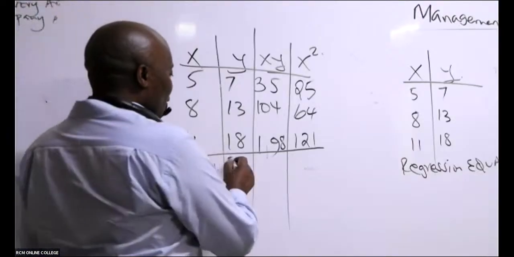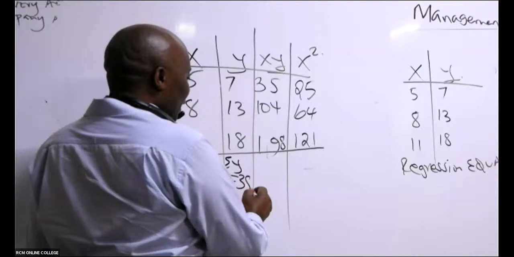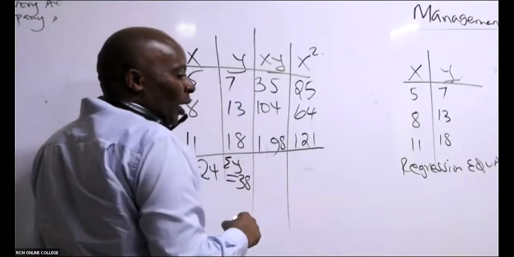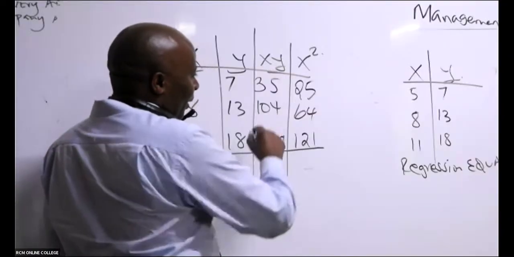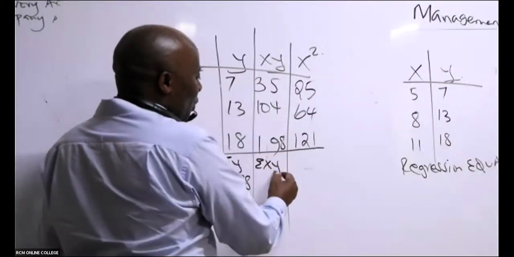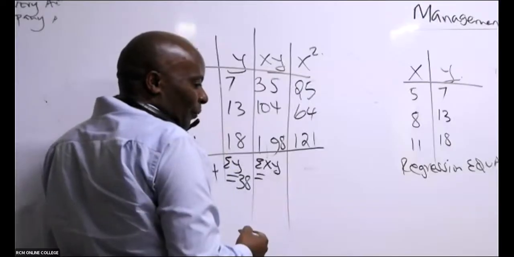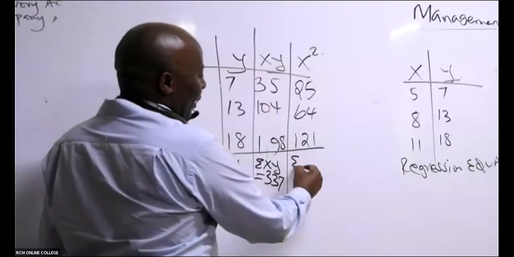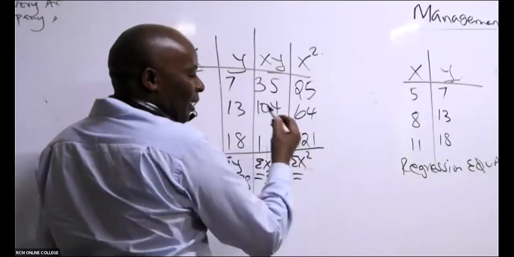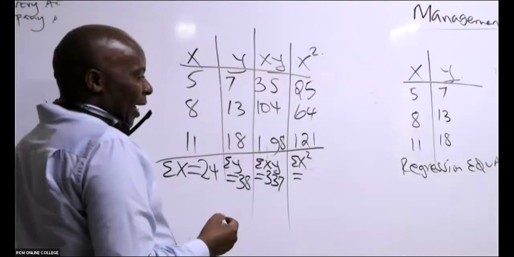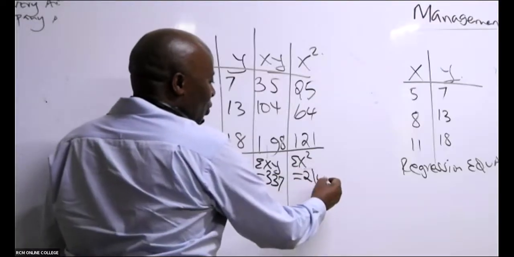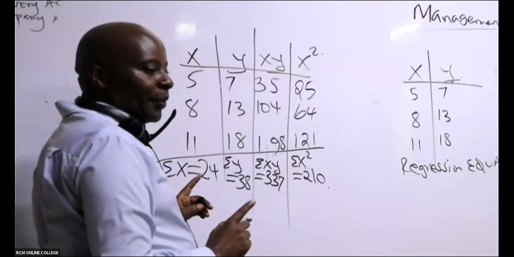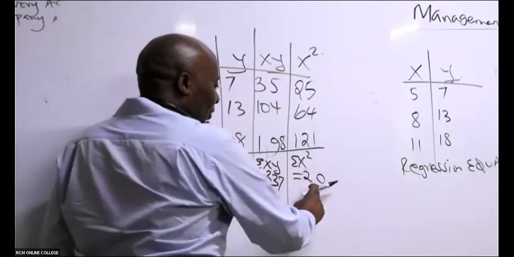Summation of y, I'm told it's 38. How about summation of xy? 35, so summation xy will be equal to 337. Please write those summations like that. Summation of x squared, 210. Please add using your calculator. 210.